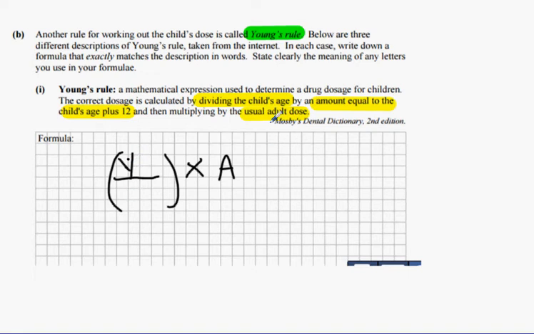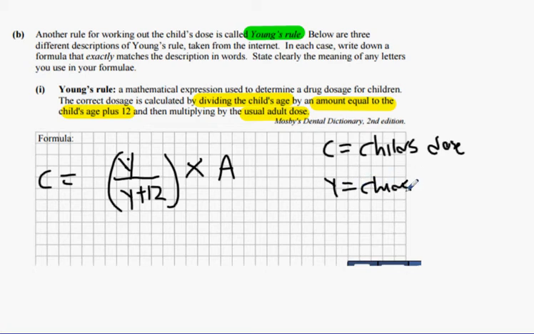And what you have to divide this number by, read the language. Divide the child's age by an amount equal to the child's age plus 12. So, Y all over Y plus 12. So, the child's dosage equals the child's age divided by the child's age plus 12. Whatever that number is gets multiplied by the adult's dosage. That makes sense? So what you have to write in the corner is this: C is the child's dose, Y is the child's age, and A is the adult's dose. Everybody alright with that?